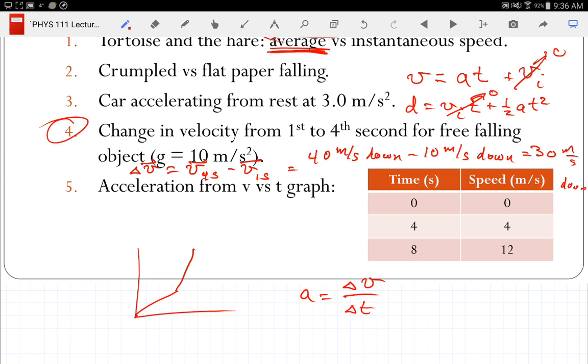For the second one, 12 meters per second minus 4 meters per second divided by 8 seconds minus 4 seconds was 2 meters per second squared. There were some people who had the units wrong there. And then the average would be the total speed difference, 12 meters per second minus 0, divided by 8 minus 0, is 1.5 meters per second squared.